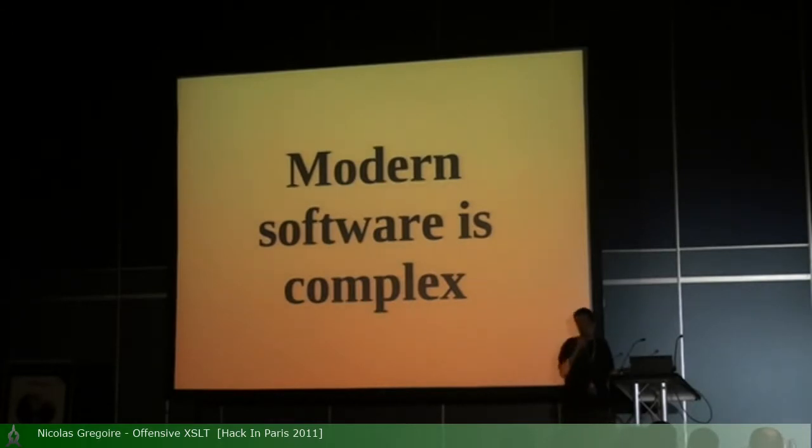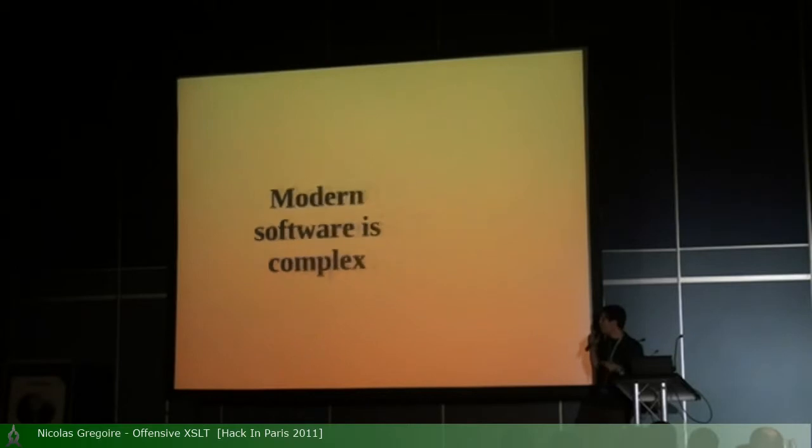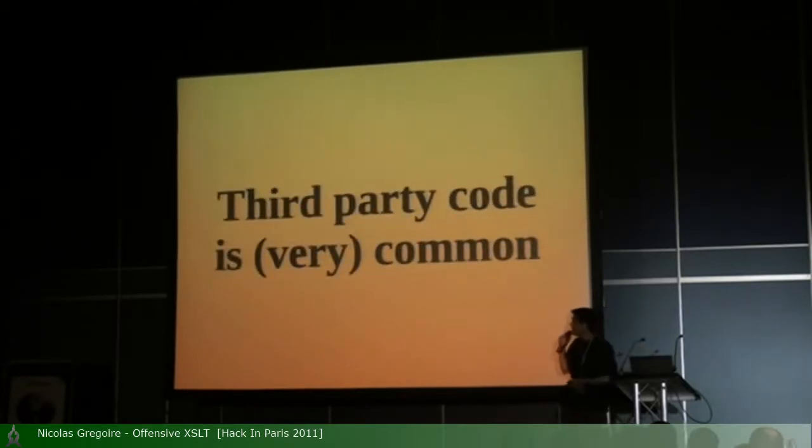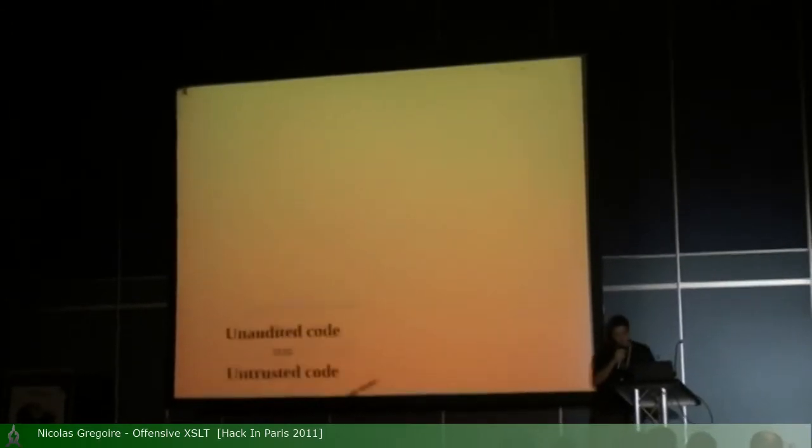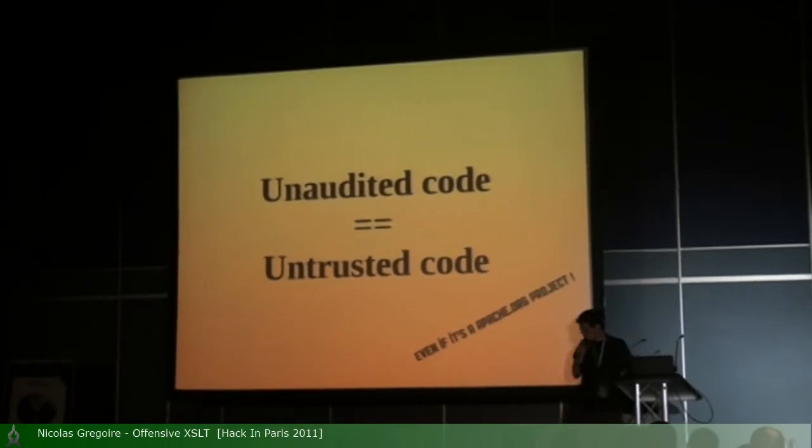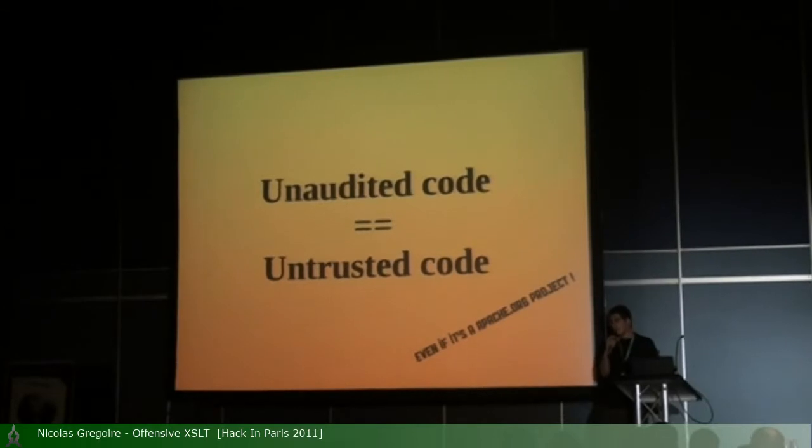So, easy. Modern software is really complex. You have a lot of third-party code, which is included in nearly any application. You always have some library like zlib, for example, or OpenSSL. And in my opinion, if you do not audit this code, it's not trusted code, even if it's an Apache.org project. I do not see why I should trust Apache more than the average developer.